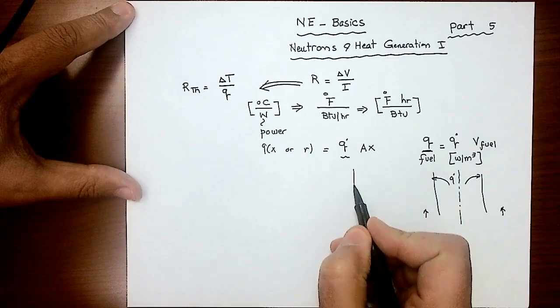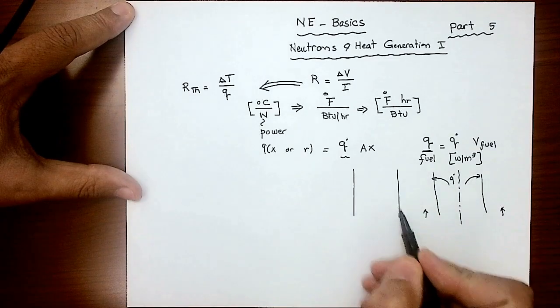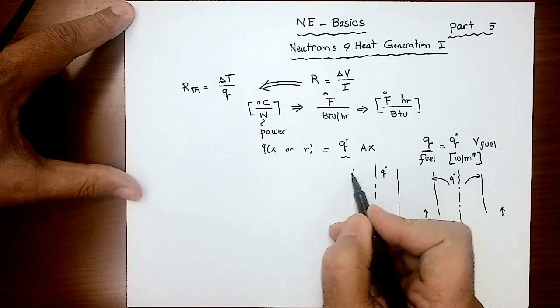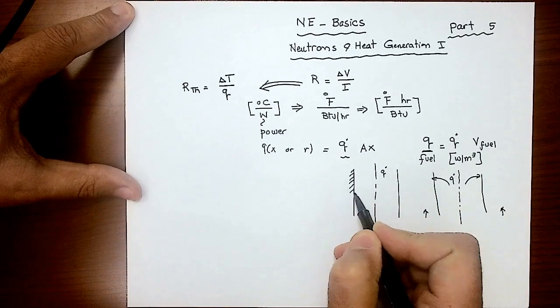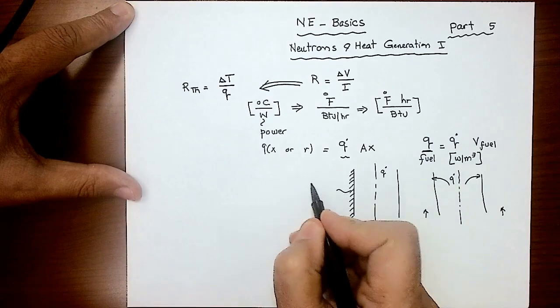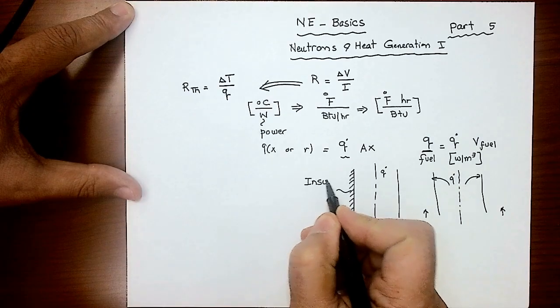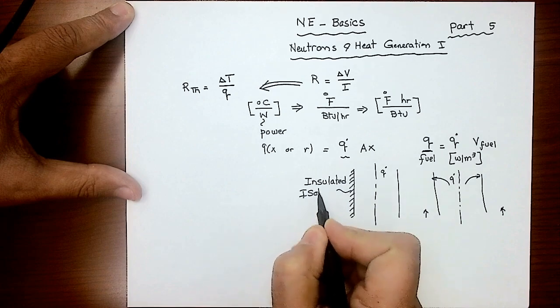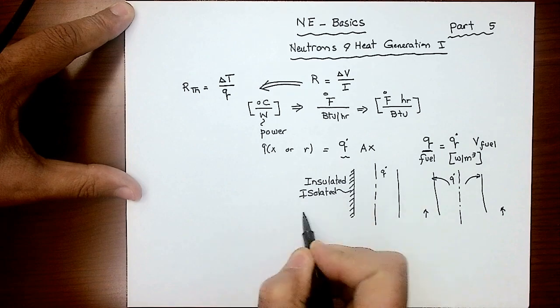Let's assume that you have a fuel, okay, and that contains heat generation, and that fuel has an insulated surface at one end. So there is no coolant on this side. That's insulated, or isolated, or adiabatic.